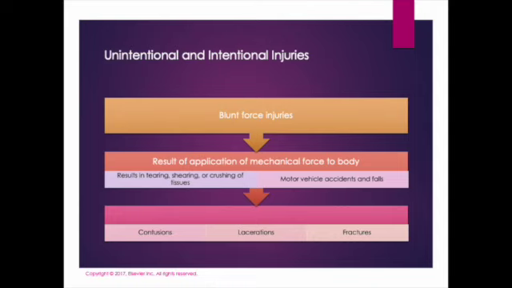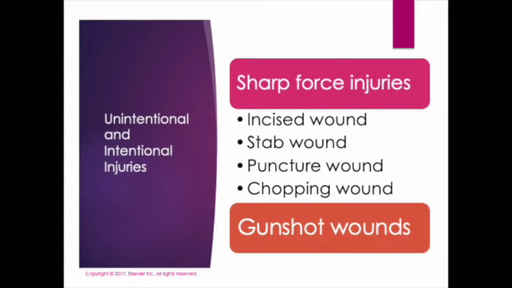Now let's think about unintentional versus intentional injuries. They can be blunt force injuries that result from mechanical force to the body. Think about things that include tearing and shearing or crushing of tissue. They can also be motor vehicle accidents or falls, contusions, lacerations, and even fractures. Sharp force injuries are things like incised wounds, a stab, a puncture, or a chopping wound. And then we also have gunshot wounds, which is its own category.